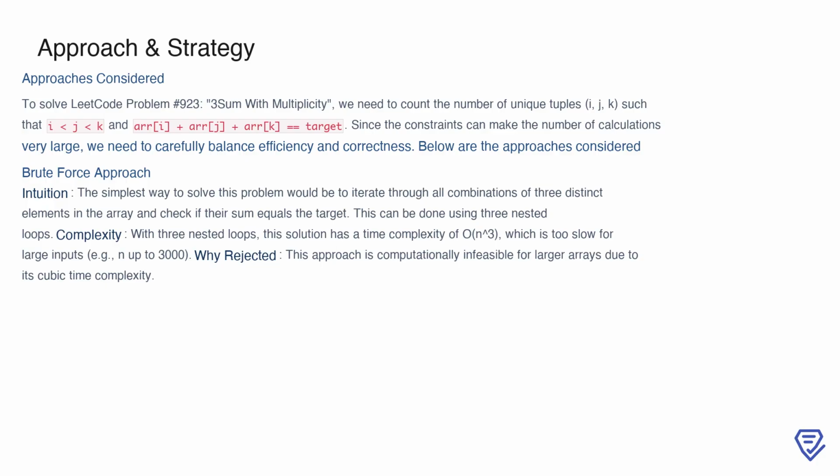To solve the problem of counting unique tuples (i, j, k) such that i < j < k, and their sum equals the target, we need to carefully consider the constraints. The array can be quite large, so efficiency is crucial. A straightforward approach would be the brute force method, where we iterate through all combinations of 3 distinct elements using 3 nested loops and check if their sum matches the target.